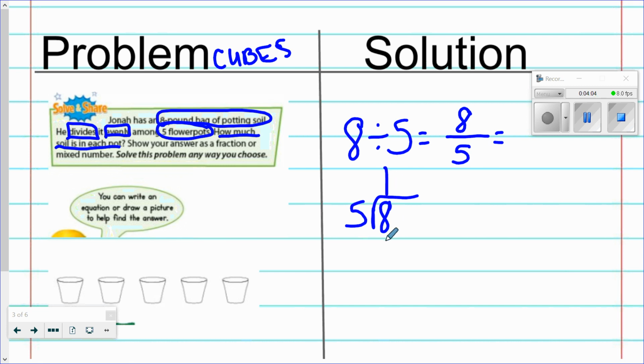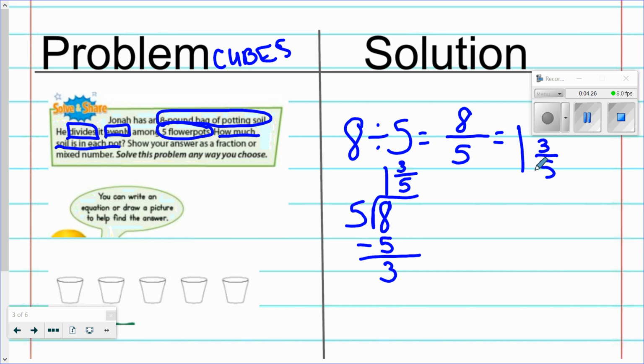I'm going to multiply 5 times 1, which gives me 5. I will subtract, and then I don't have anything to bring down, so 3 becomes my new numerator, and 5 is my denominator. So for this answer, I get 1 3/5. What does 1 3/5 mean?